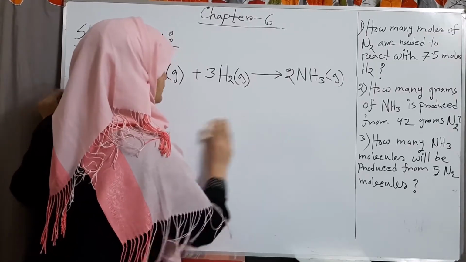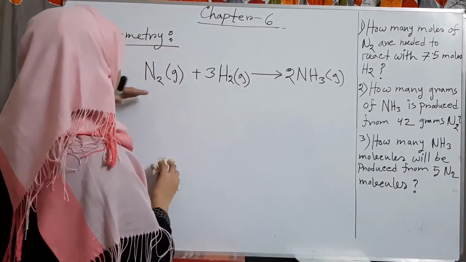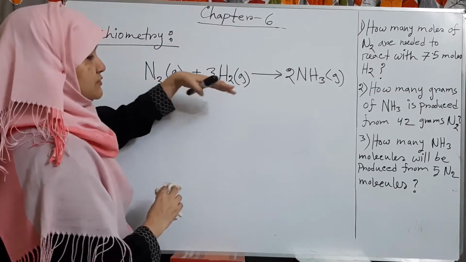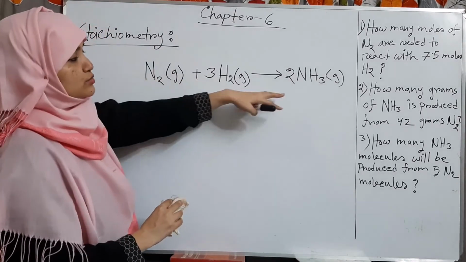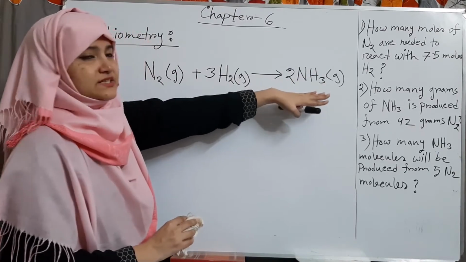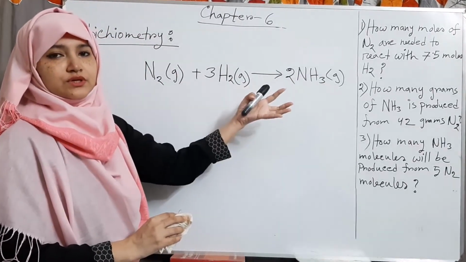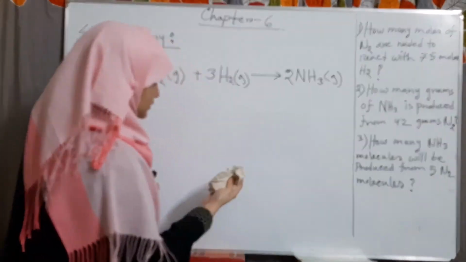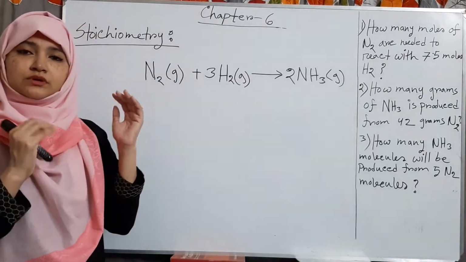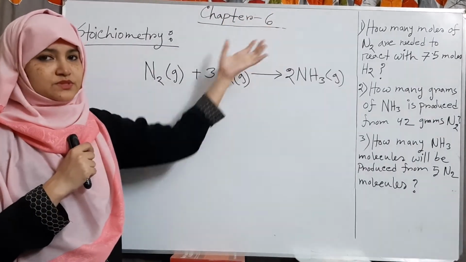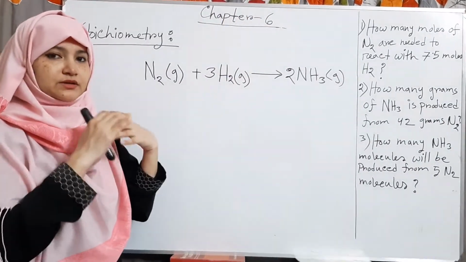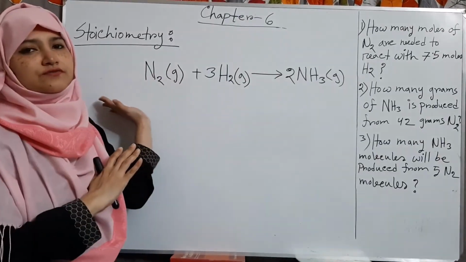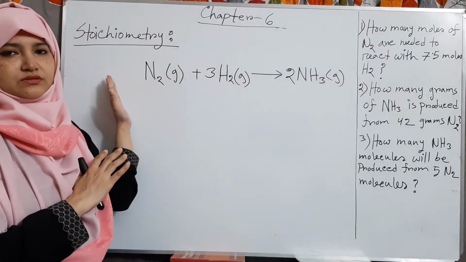And these coefficients also tell us how many particles or molecules are reacting in a chemical reaction and how many particles or molecules will be produced. Okay, and now we have to practice some problems regarding the mole concept, and before that we have to know the stoichiometry of a chemical reaction.